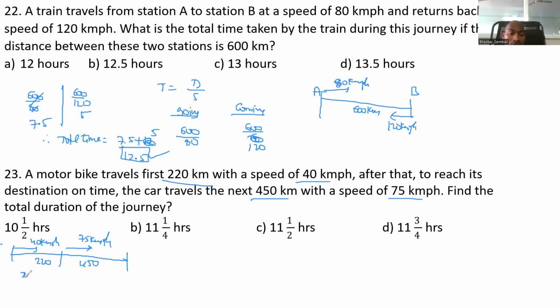Total time is 220 by 40 plus 450 by 75. 75 sixes are 450. So 0 cancel. 22 by 4 is 5.5, plus 6, 11.5. Which is nothing but 11 and a half hours. Which is very simple, guys.